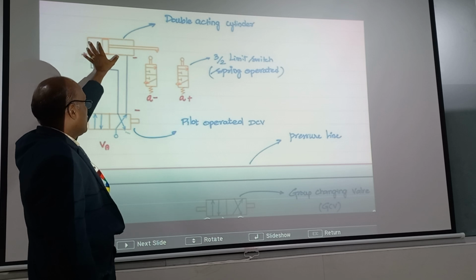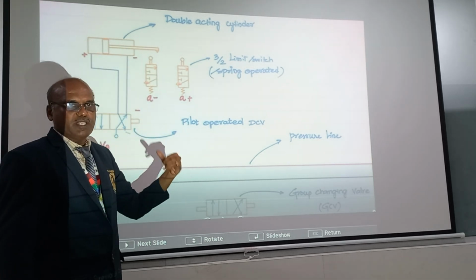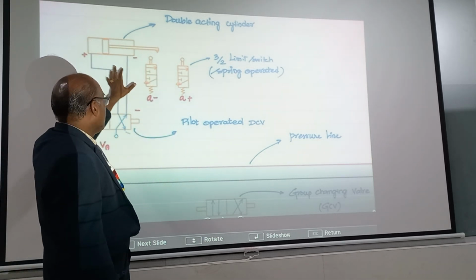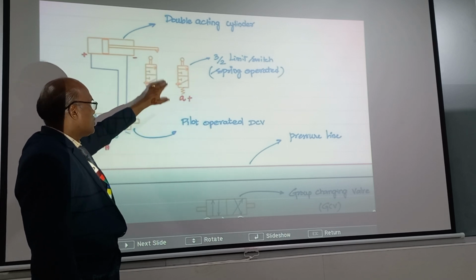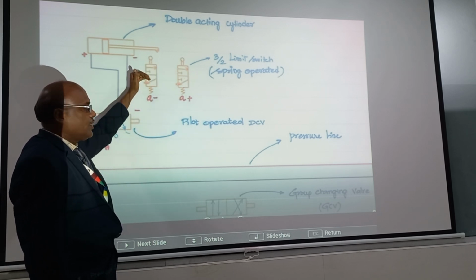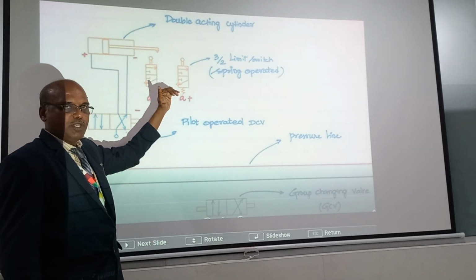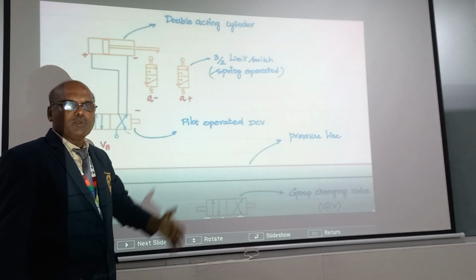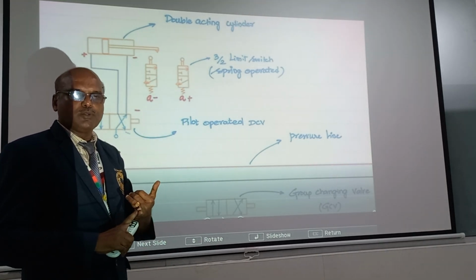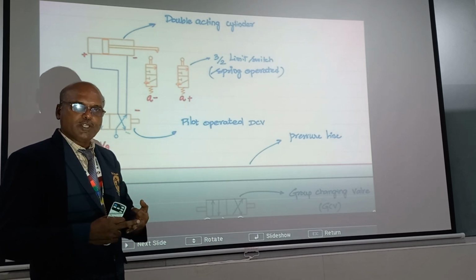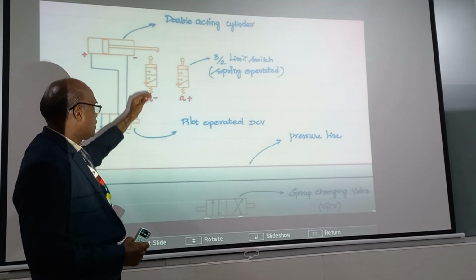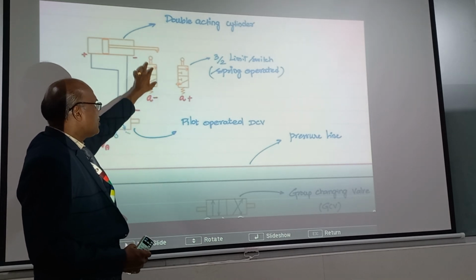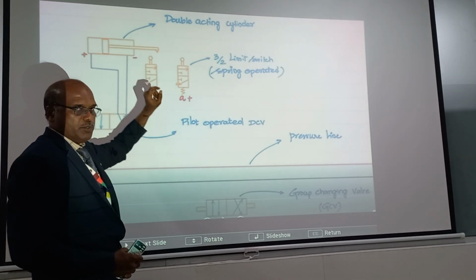Another element required for the cascade design method is the limit switch. This is a mechanical limit switch. It is similar to a 3x2 direction control valve. There are many direction control valves: 2x2, 3x2, 4x2, 5x2, lots of valves. Here we are going to use 3x2 valves with the limit switch for the application. This is a spring return limit switch.